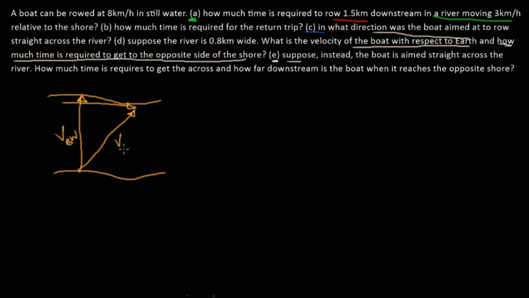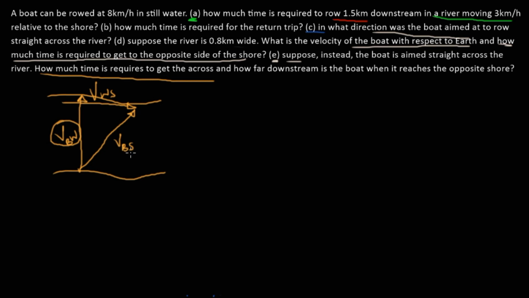This is the eventual velocity, which is the velocity of the boat to the shore, and then this will be the velocity of the water to the shore. Then suppose instead the boat is aimed straight across the river, how much time is required to get across, and how far downstream?